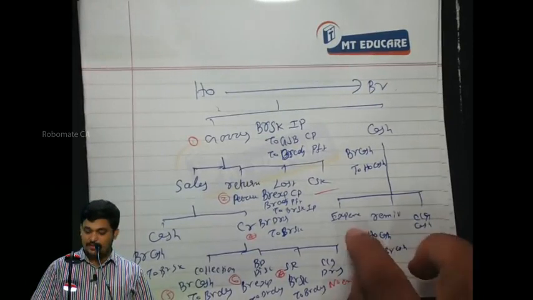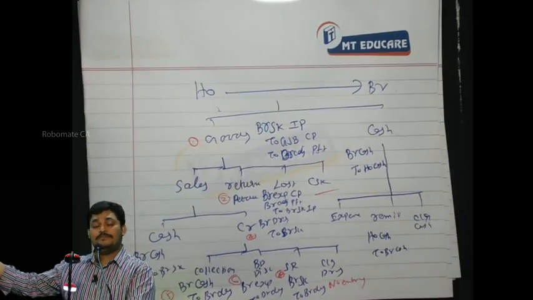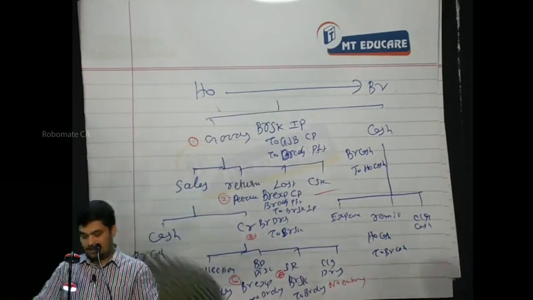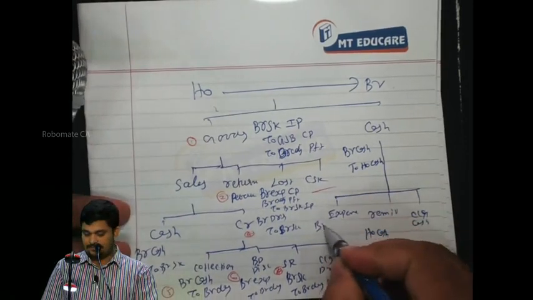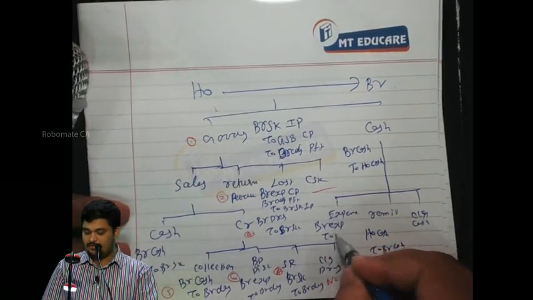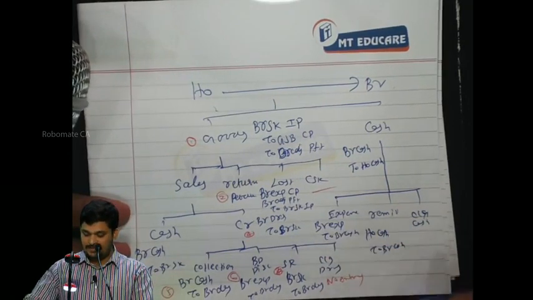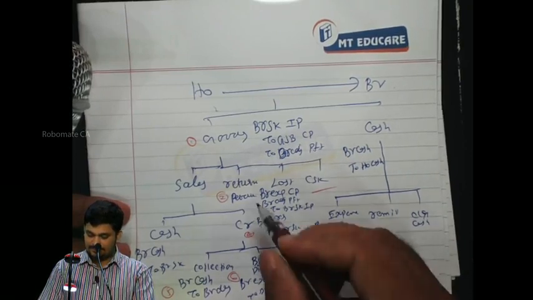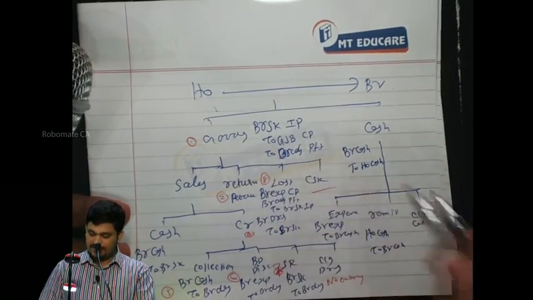Everybody. Now expenses made by the branch. It is an expense, no? Expense to cash. Whose expense? Branch expense to branch cash. Correct? We have discussed. This was 7. Loss of stock, 8.